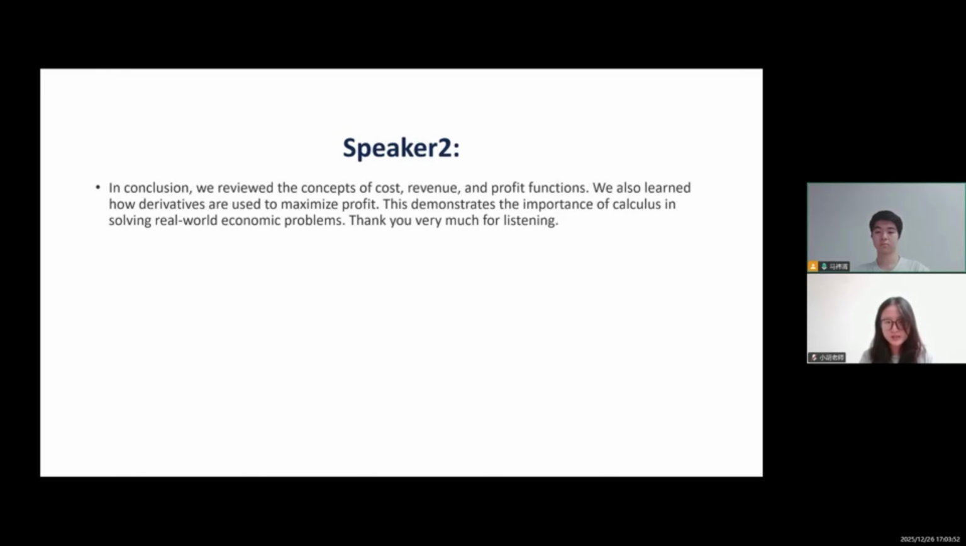In conclusion, we reviewed the concept of cost, revenue, and profit functions. We also learned how derivatives are used to maximize profit. This demonstrates the importance of calculus in solving real-world economic problems. Thank you very much for listening.